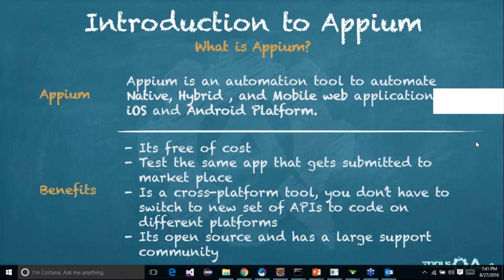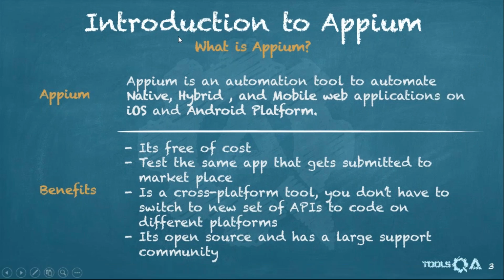Okay. Now the next thing is a cross-platform tool, right? So what happens here is that the code that you are writing with respect to your iOS and Android, you don't have to switch to a new set of API to code on different platforms. That means you do not have to write separate code for iOS, and you do not have to write separate code for Android. The same thing with a little bit of changes can be used on different platforms.